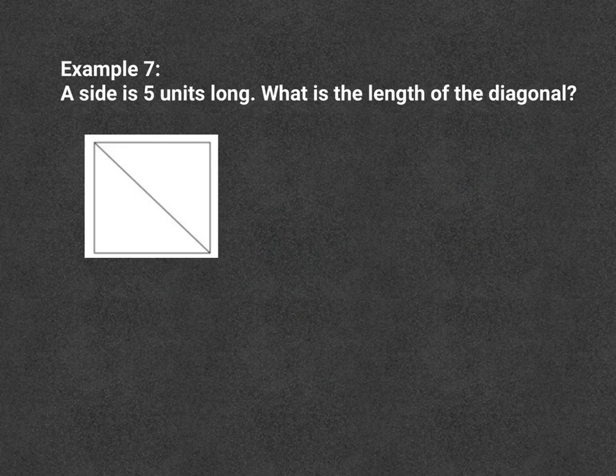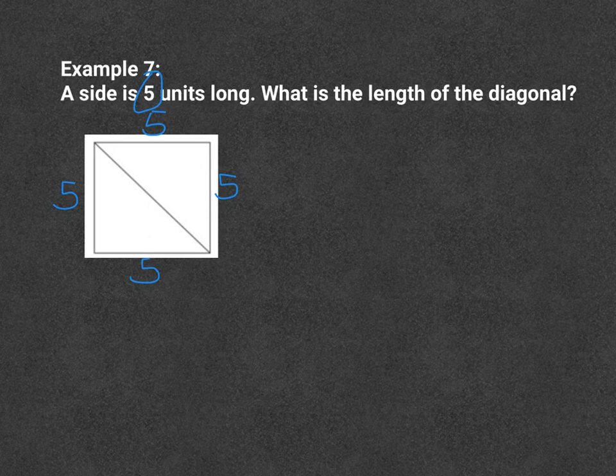Example number 7. A side is 5 units long. What is the length of the diagonal? So they're telling me that the side is 5 units. I notice that this is a square, and a square has equal sides. So that means each of my sides is 5 units long. I also notice that I have 2 triangles, and each of my triangles are isosceles triangles. The reason why I know is because my legs are equal. So that means this is a 45, 45, 90 special right triangle.